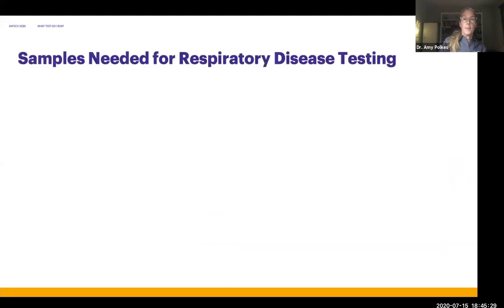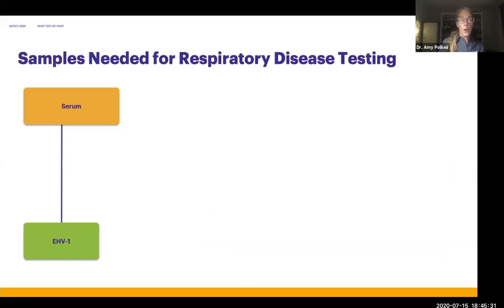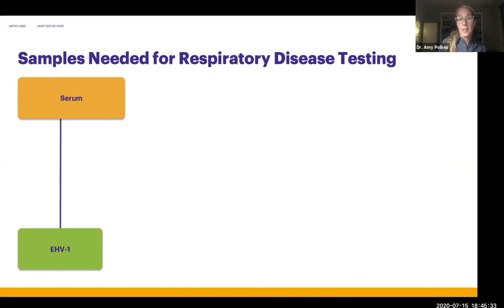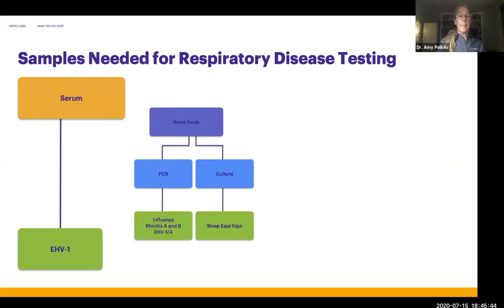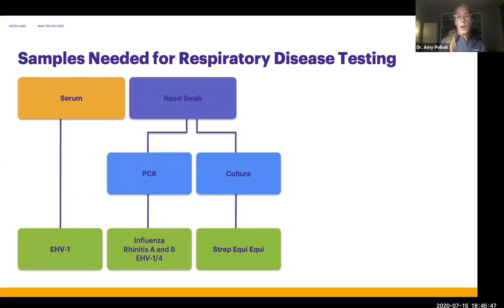So back to my little pictograms here. For respiratory disease testing, really the only time you're going to need serum is if you are going to look for EHV as far as the serologic testing in contact horses. Nasal swab for PCR: influenza, rhinitis, and EHV 1 and 4. I didn't really talk about rhinitis A and B separately, but it would show the same clinical signs as some of the other respiratory diseases.